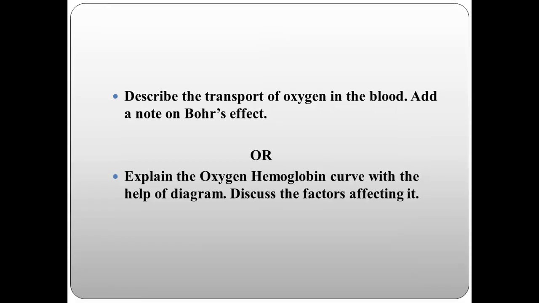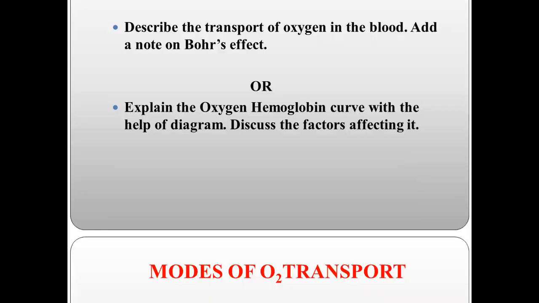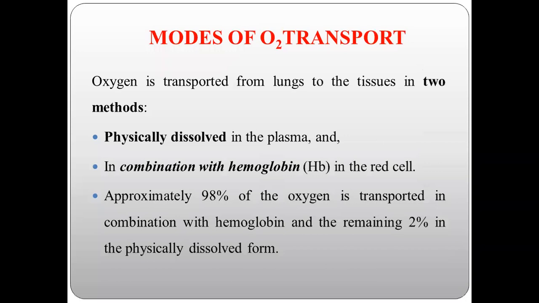The first question, which is very commonly asked in the examination, is: describe the transport of oxygen in the blood and add a note on Bohr's effect. The same question can be asked in the examination as: explain the oxygen hemoglobin curve with the help of a diagram and discuss the factors affecting it. So very commonly these questions are asked in the examination.